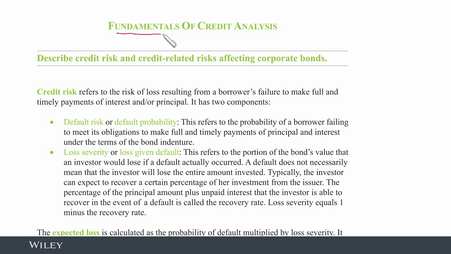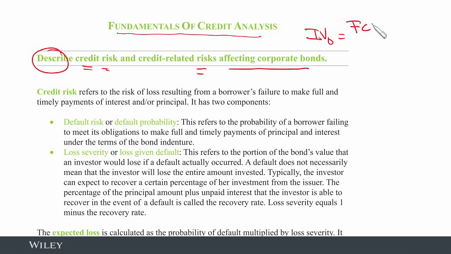So the fundamentals of credit analysis. The first thing they want us to do is basically describe what is credit risk, and then the various risks that affect corporate bonds. Now, big picture, how do we value any asset? The value of any asset today is based upon forecasted future cash flow, and then we've got to determine the appropriate required return. So this required return has got to compensate us. This is our compensation for all risk assumed.